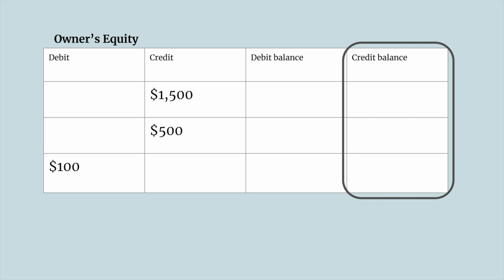Okay, so for owner's equity, it should have a credit balance for capital. If it's sales, it will also have a credit balance. However, if it is drawing, it'll have a debit balance, and if it is expenses, it will have a debit balance, because if you recall what we just talked about in the classifications of accounts, those are the natures of those accounts. So if we have a credit for $1,500, that credit is going to carry over to the balance for $1,500. If we have another credit, it's going to add to it to make our balance $2,000. And then if we have a debit, it's going to subtract it and make it $1,900 total.